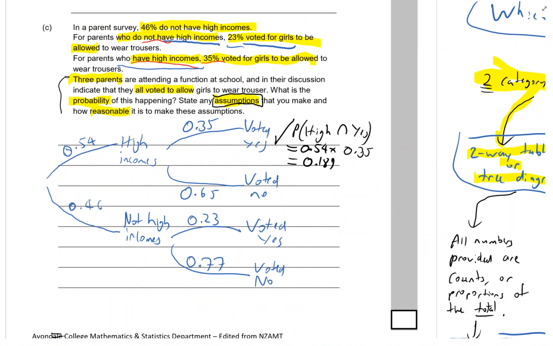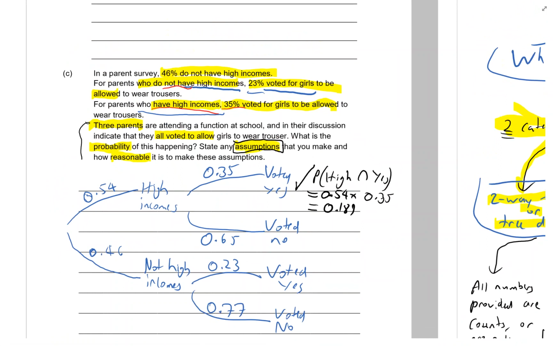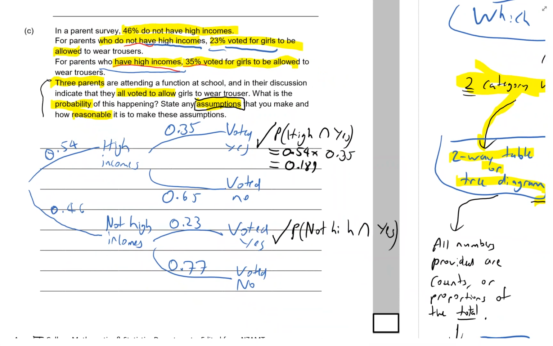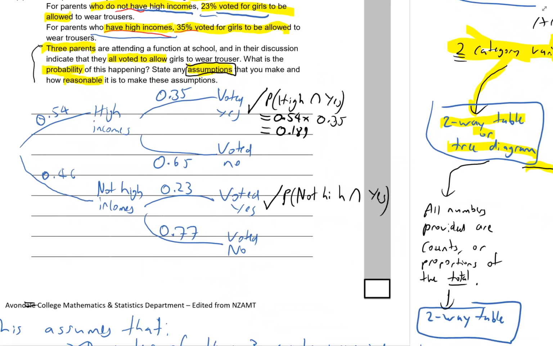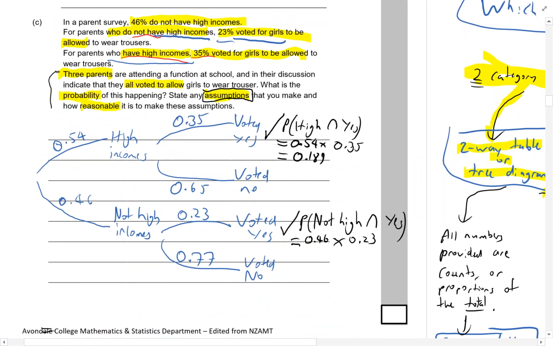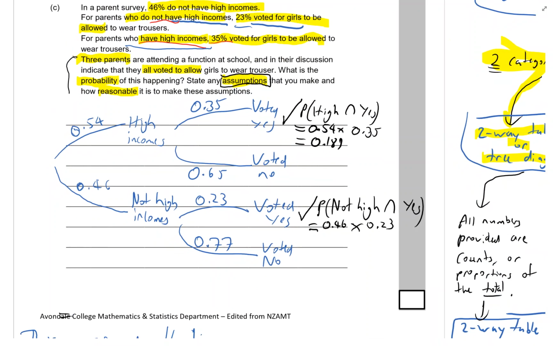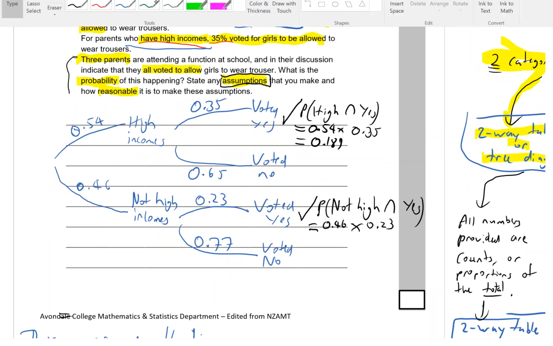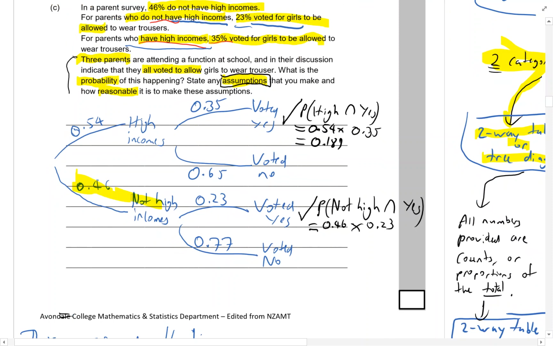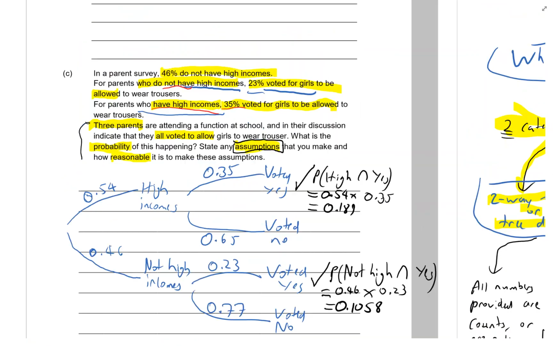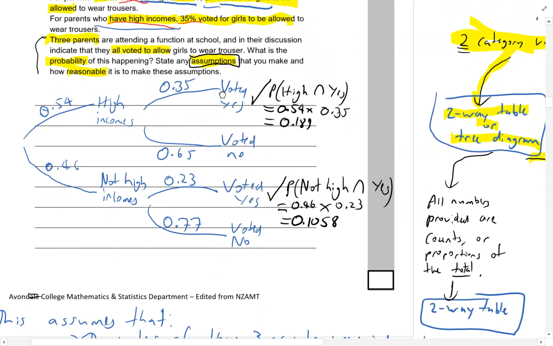Now we need to do the same thing for the other scenario. So those who are not high income and vote yes. So that's going to be not high income times the probability of voting yes if you're not high income. So along this path here. So 0.46 times 0.23, and we get 0.1058.